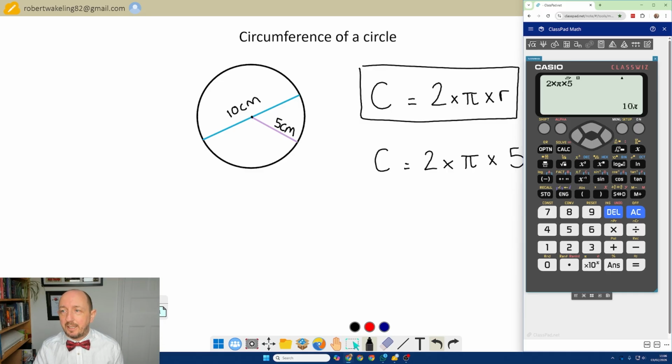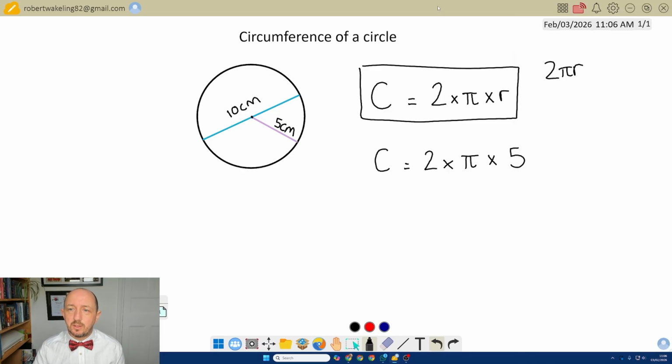So the question may ask you to leave it in terms of pi, which would look like this, or they may ask you to round your answer in some fashion, like 3 significant figures or 1 decimal place. We press the SD button and turn it into a decimal. Okay, but all we did was multiply 2 times pi times the radius.